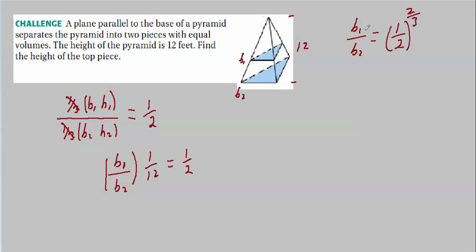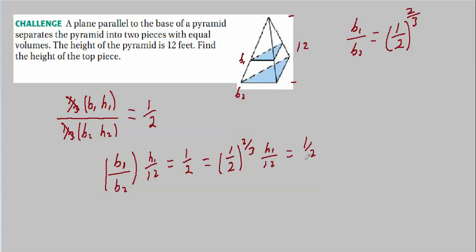Okay. So we could rewrite this as 1/2 to the 2/3. And this is supposed to be h1 over 12. Pardon me. Big mistake. h1 over 12 there. Times h1 over 12. And that's all equal to 1/2.